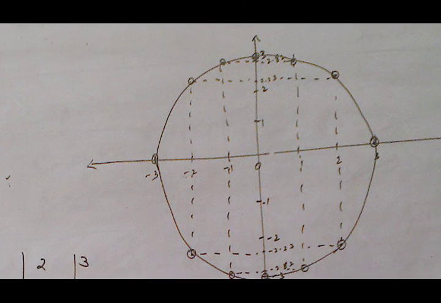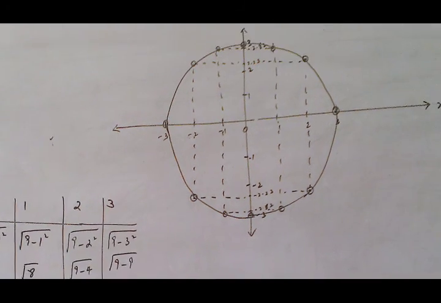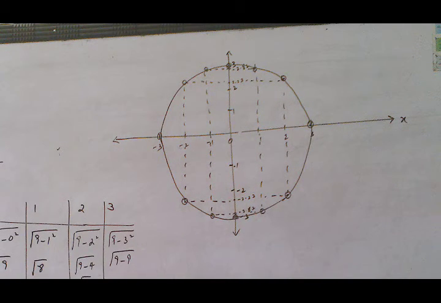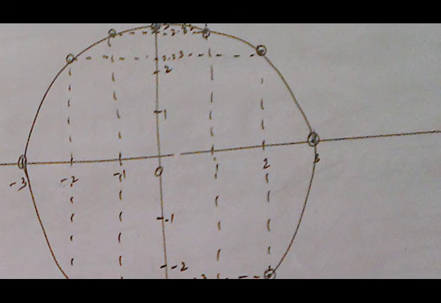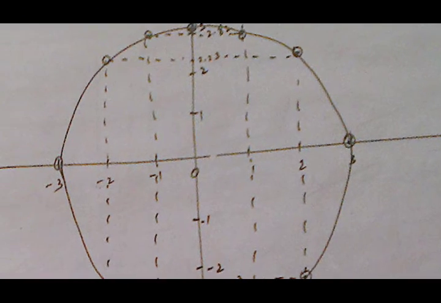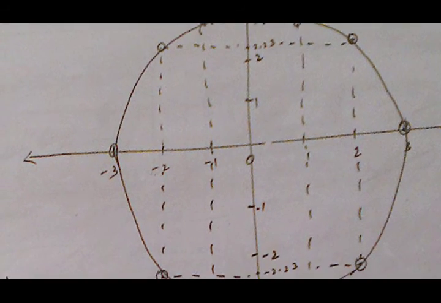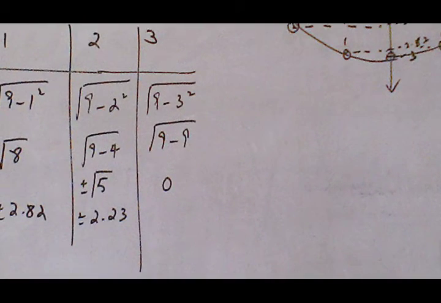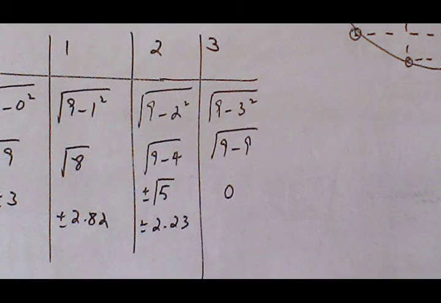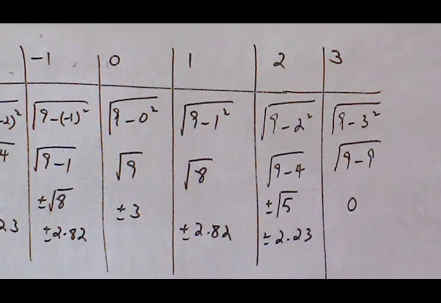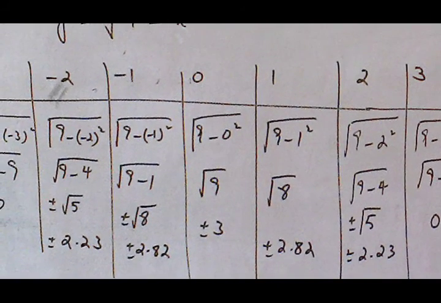And when we plot these values on the graph, it becomes a circle. Now we plot these values 1, 2, 3 on the positive x-axis, minus 1, minus 2, minus 3 on the negative x-axis, and on the y-axis we have values 0, plus minus 2.23, 2.82, plus minus 3, and same there.